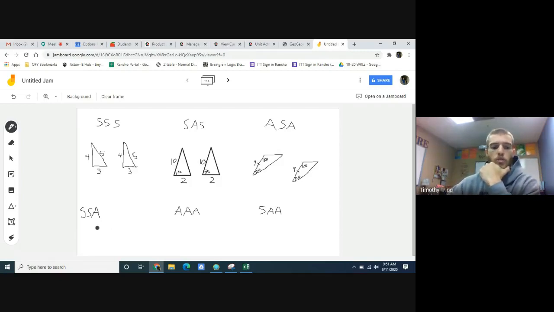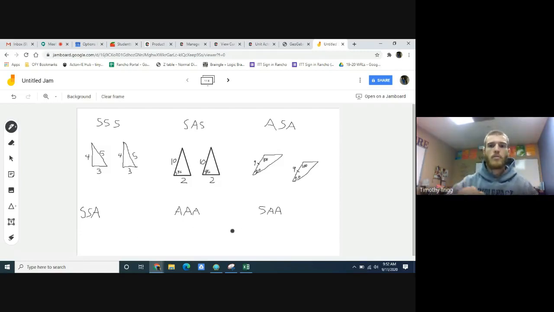Now, the 3 things we're going to try today are these 3 criteria we don't know about: side, side, angle; angle, angle, angle; and side, angle, angle. We don't know if those are enough to prove that the triangles are congruent. See, these ones we know: if it follows this criteria, then the triangles must be congruent. But these ones we don't know. I'll give you a hint. Maybe some of these will work, maybe some of these won't.